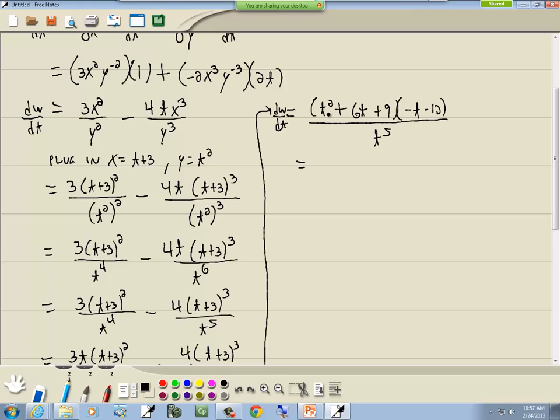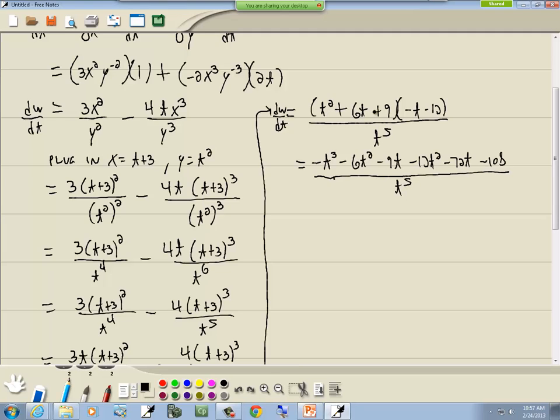Well, negative t times t squared is negative t to the third, minus 6t squared. I'm multiplying negative t through. Minus 9t. Negative 12 times t squared is negative 12t squared. Negative 12 times 6t is negative 72t. And negative 12 times 9 is negative 108, over t to the fifth. Now let me double check those.